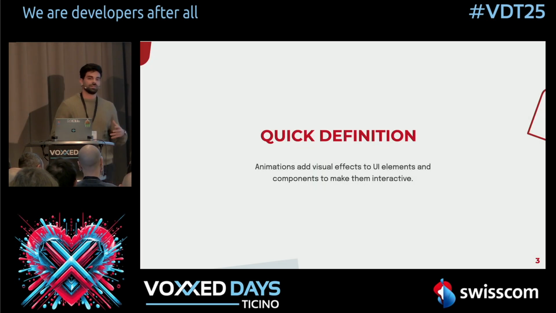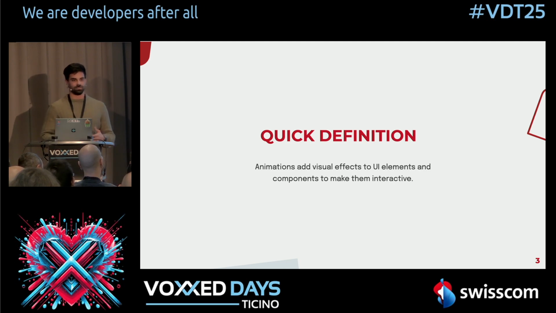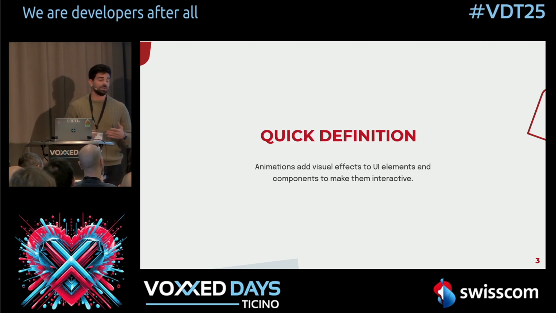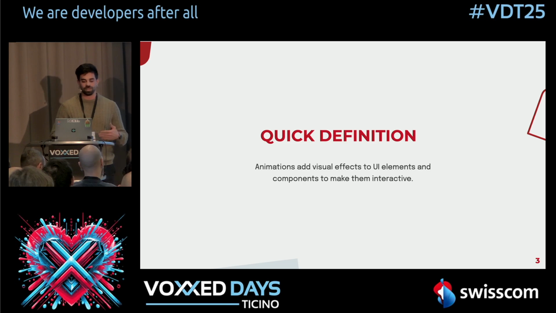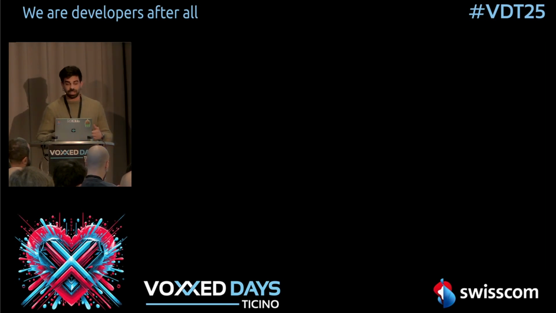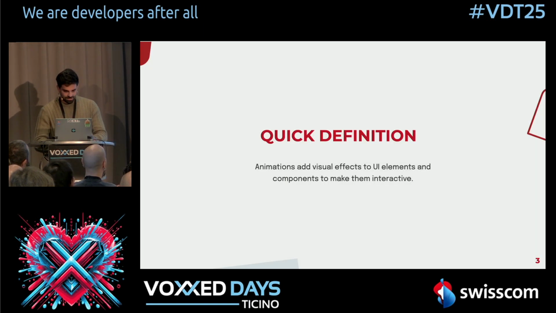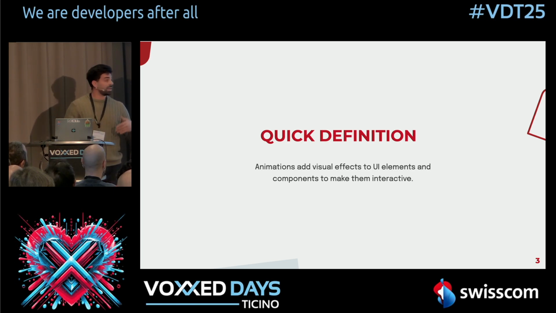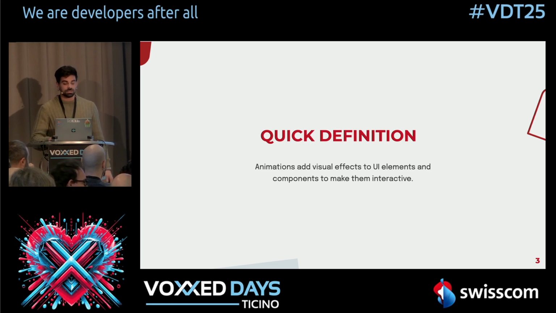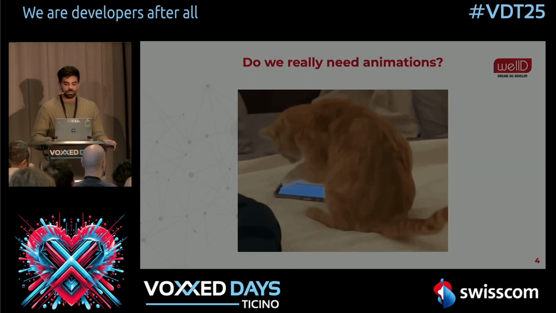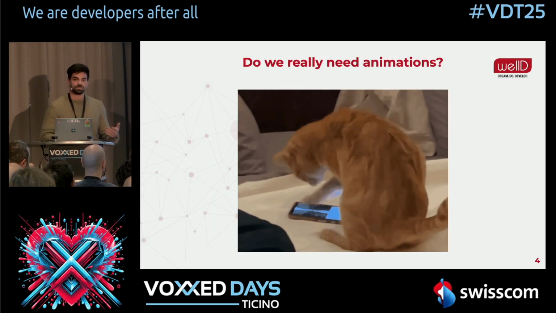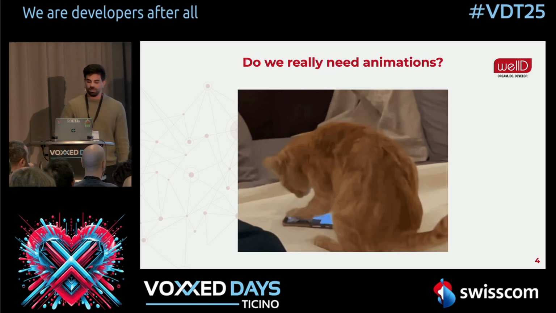So let's give a quick definition of what is an animation. Basically, animations are visual effects that we add to our application to add some engagement. Okay, so we add visual effects to our UI elements and make them more interactive and make them stand out. So the first question that comes to mind now is, do we really need animations? Are they even useful? What purpose do they serve?